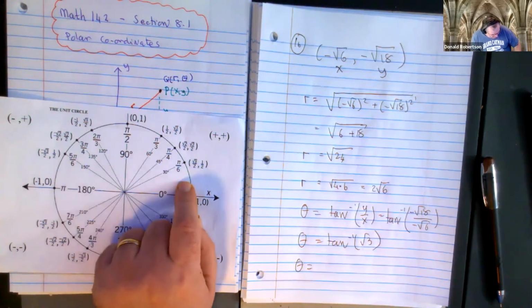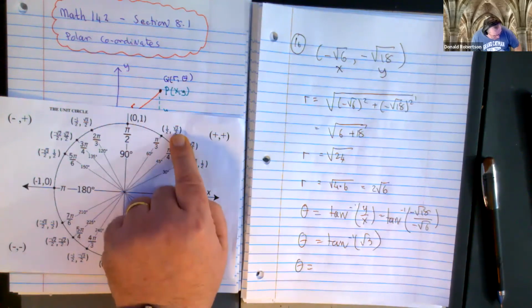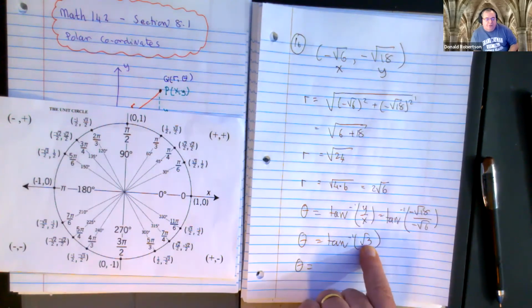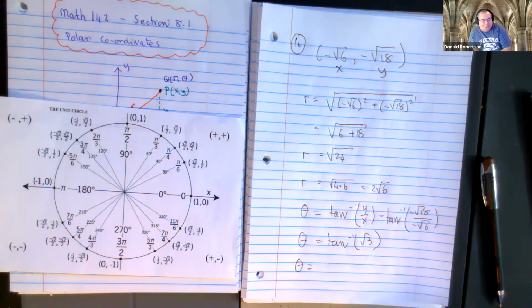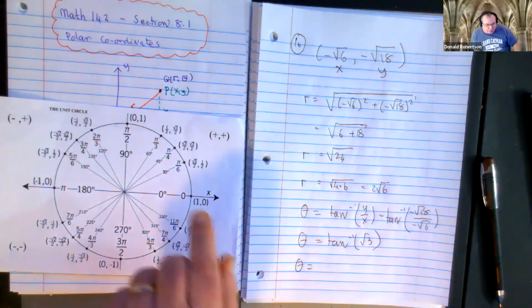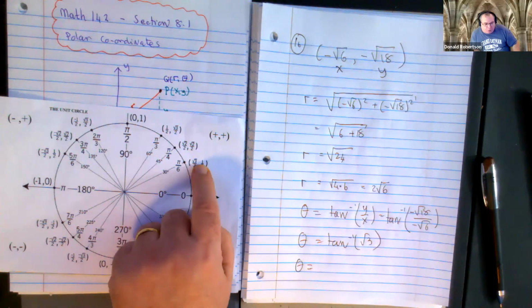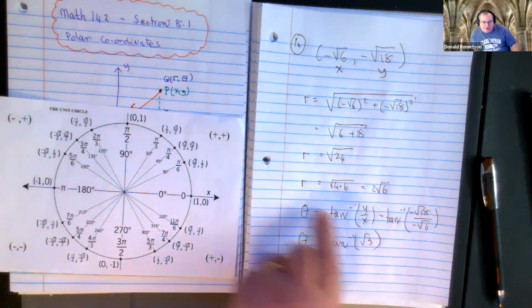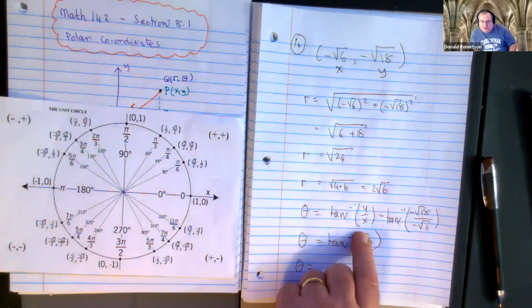which one of these angles, if you take the y coordinate and you divide it by the x coordinate, simplifies down to root 3? Pi over 6. Okay, so if we take the y coordinate, which is 1, and divide it by the other guy, 1 over root 3. Does that match?